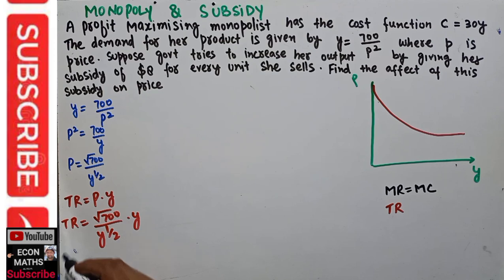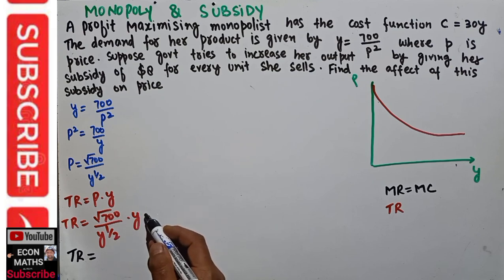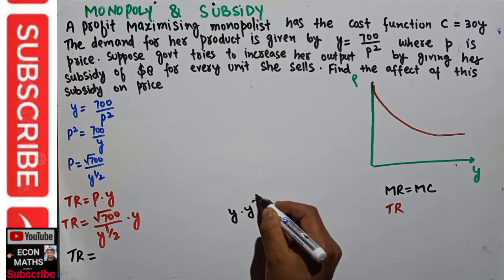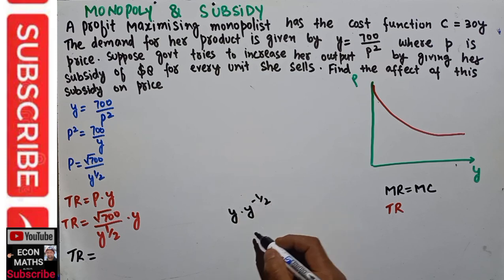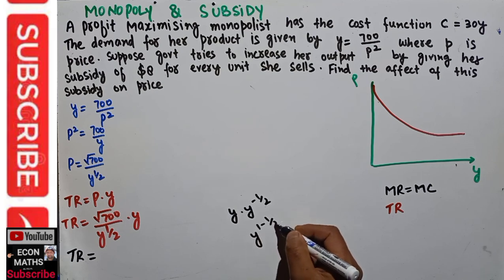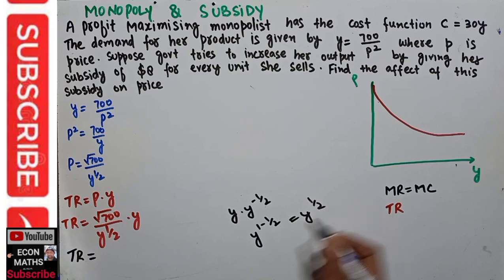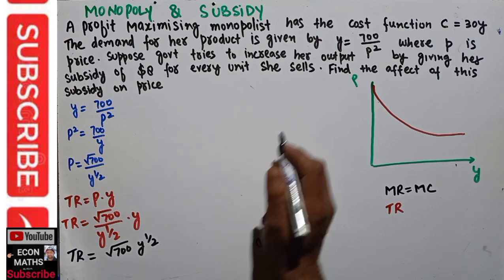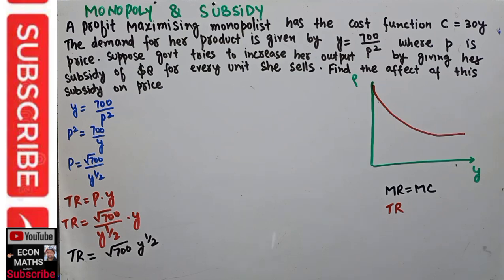Okay, that will give us total revenue is equal to, if I transpose this y raised power 1 upon 2 to numerator, it will get multiplied with this y, so it will become y into y raised power minus 1 upon 2, and since bases are same, we can add up the exponents. It will become y raised power 1 minus 1 upon 2. Again it will become y raised power 1 upon 2. Okay, so we will get under root 700 y raised power 1 upon 2 is the total revenue. Okay, so we got the total revenue function.